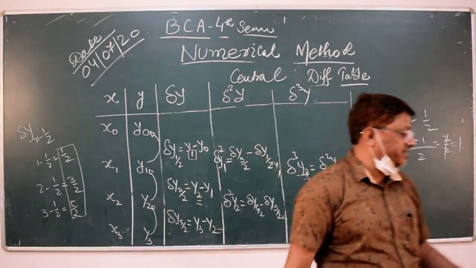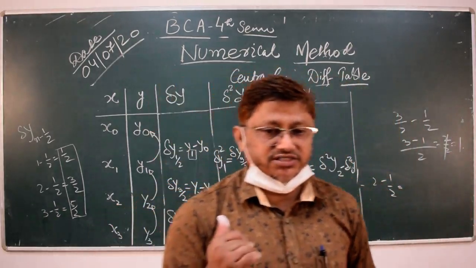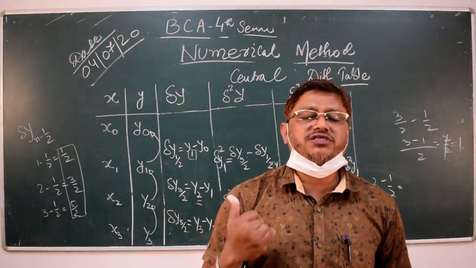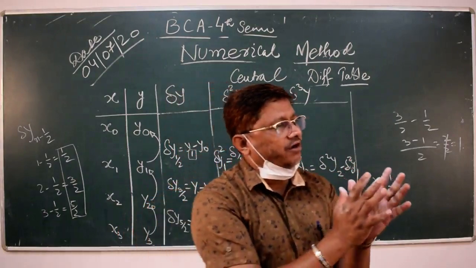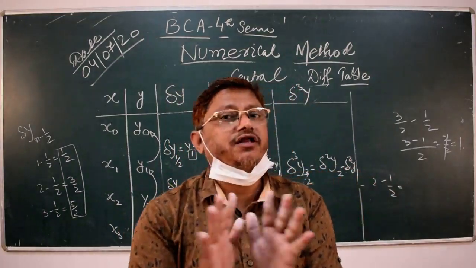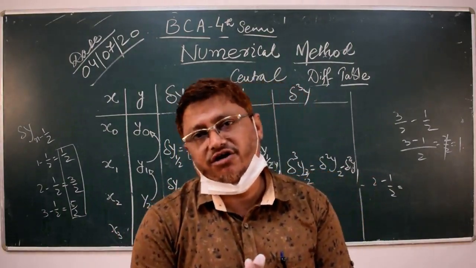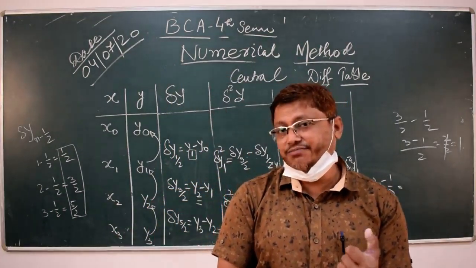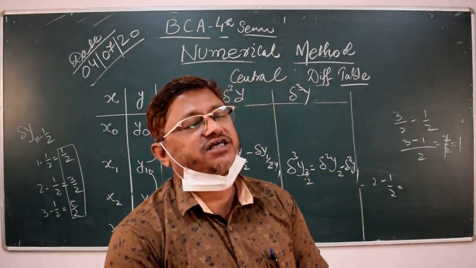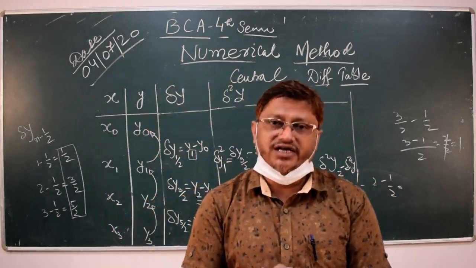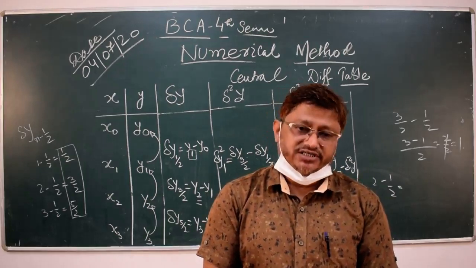Now these are the three difference tables. One is the forward difference table, another is the backward difference table, and the third is the central difference table. In all these three tables, the values remain the same, only the operator changes. Forward is represented by capital delta, backward by opposite delta, and the central difference by small delta. With the help of this notation, we represent these three tables.